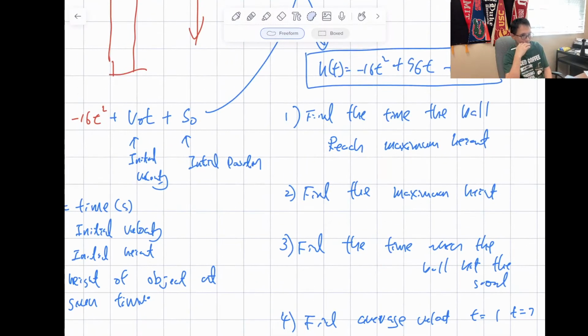Okay. Do you guys find the time yet? It's an odd number. You want to find us the time? Yeah, find the time to reach maximum height. That's the top of the function. That's going to give the maximum time. That's what I need.